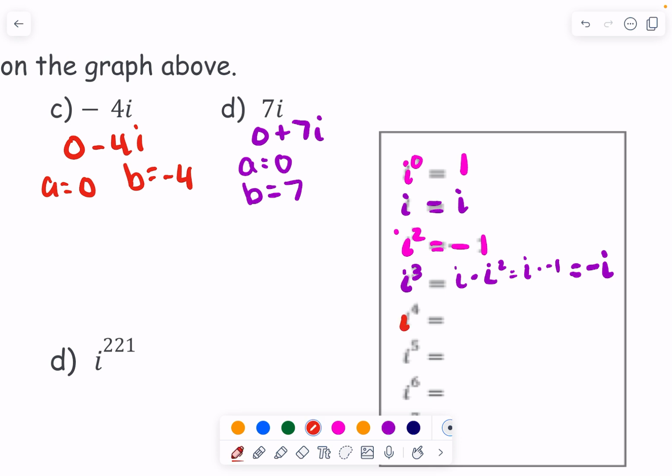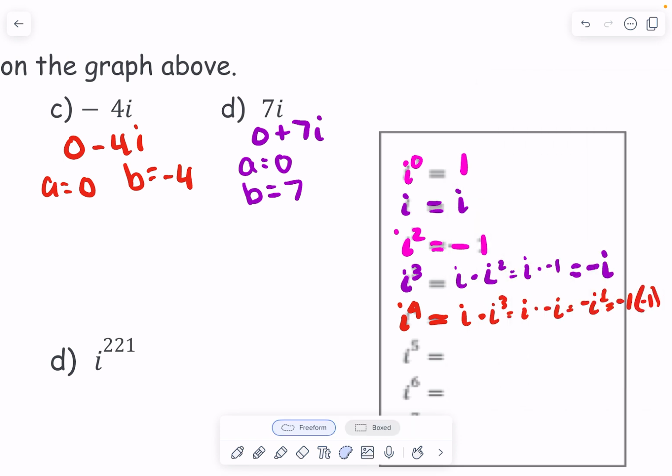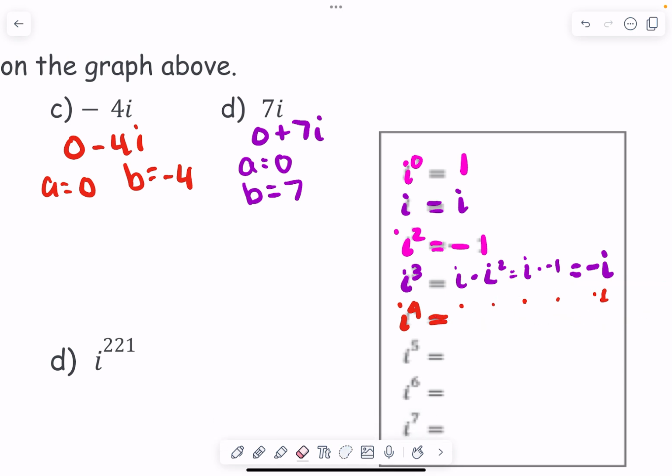Okay, the next one, i to the 4th. Well, i to the 4th is like taking an i and multiplying it by i cubed. So this is i times negative i. So this is negative i squared, but i squared is negative 1. So we have negative 1 times negative 1. So we are going to get a 1, and that's really messy. So let's just erase that. We're going to write it a little bit neater. Because another way to look at this is just i squared times i squared, which is negative 1 times negative 1, or 1.